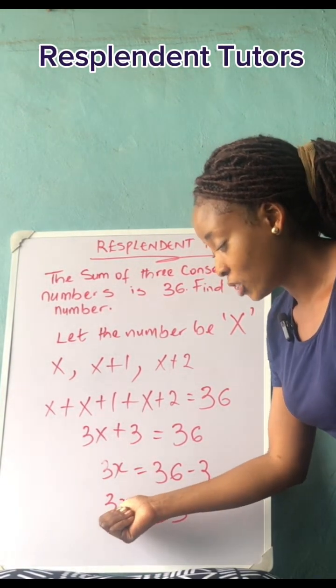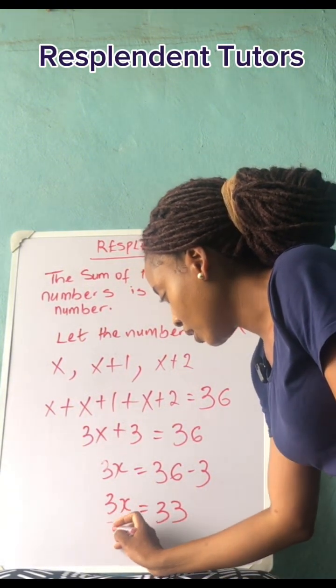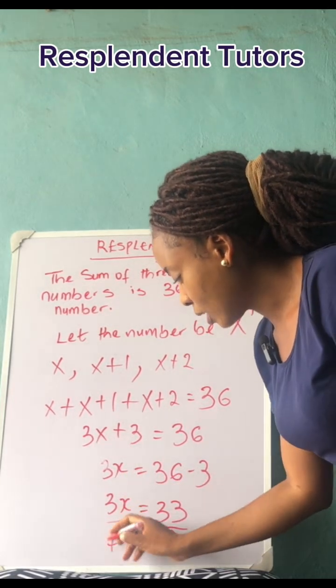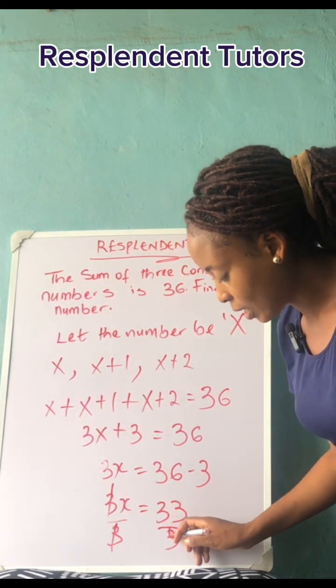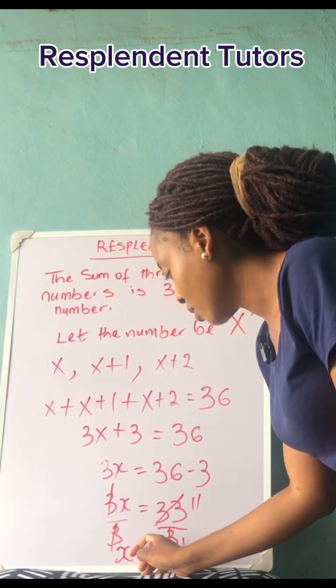So in this case, there's a multiplication between these two numbers, so we have to divide both sides. We'll divide both sides by 3. 3 divides here and 3 divides here. You can even write divide both sides. So the 3 cancels here, the 3 cancels here. 33 divided by 3: 3 here 1, 3 here 11. So x is equal to 11.